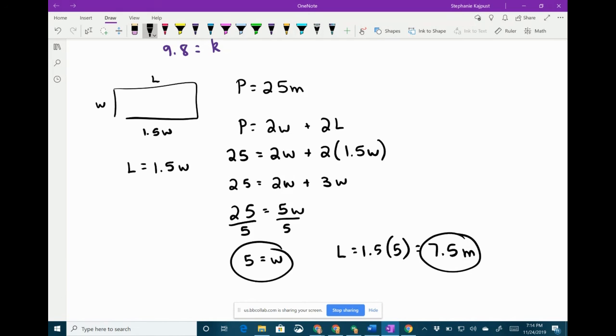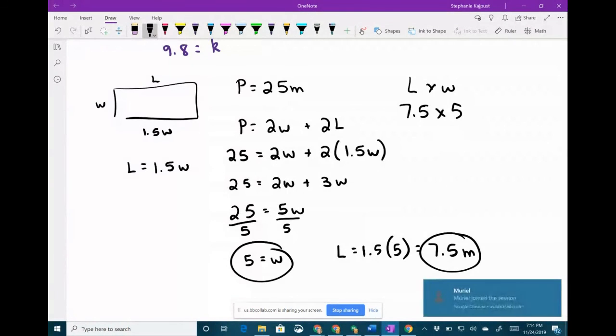So when we give dimensions, we usually give length by width. So our length by width would be 7.5 by 5. So usually with dimensions, we use that x, which is different from the letter x when you're solving.